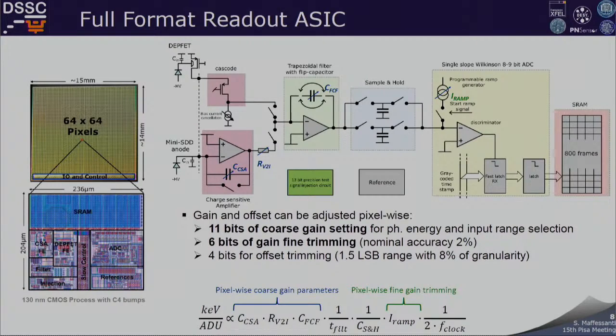We have a lot of bits to control the coarse gain, and 6 bits to control also the fine gain trimming, so that we can have a nominal accuracy of 2%. And we also have 4 bits for the offset trimming, and I show now why we need all these bits.